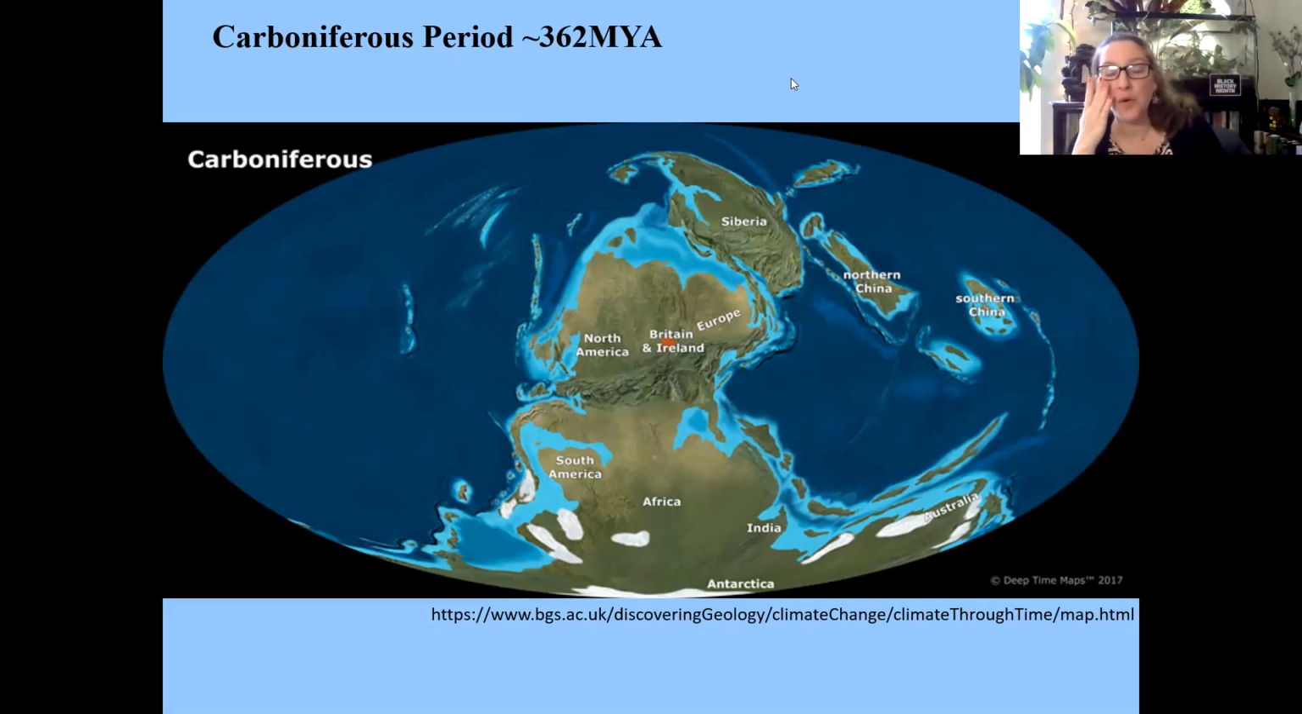So Carboniferous. Continents move around. They're still moving around today. But back in the Carboniferous, this is kind of what the continents looked like.